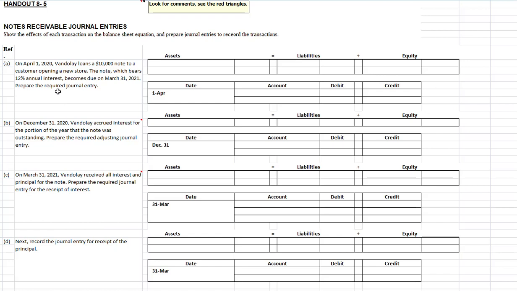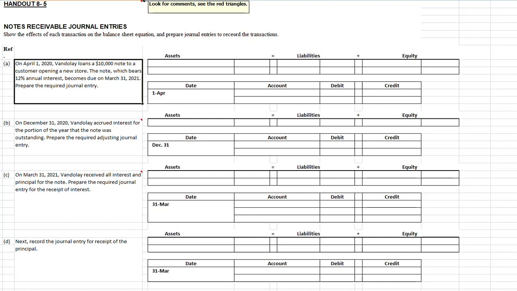We're told that on April 1st, 2020, Vandelay loans $10,000 to a customer opening a new store. So the note, again, we're lending our customer money. The note bears interest at 12% annually and becomes due on March 31st, 2021, so a year from now.